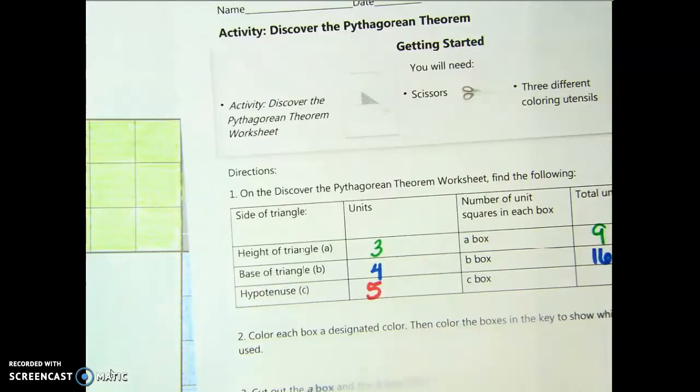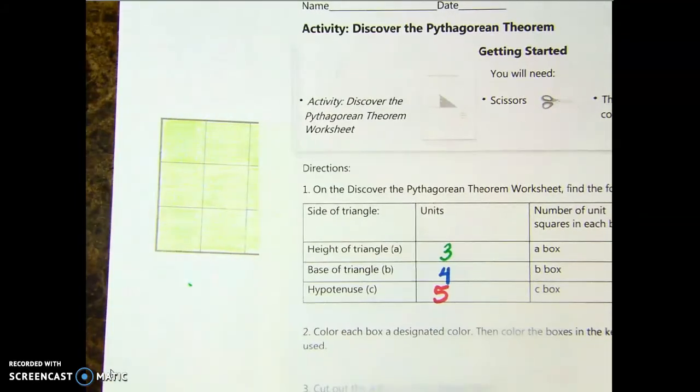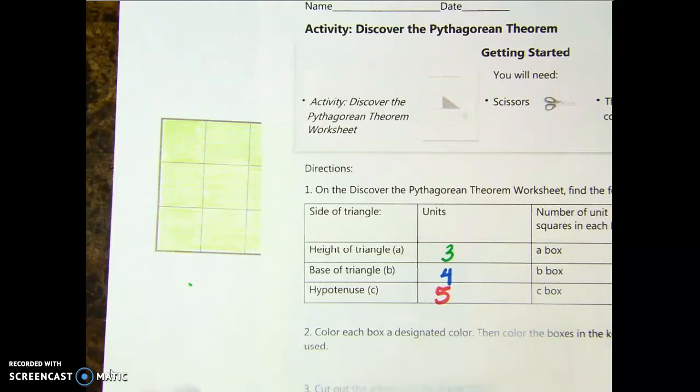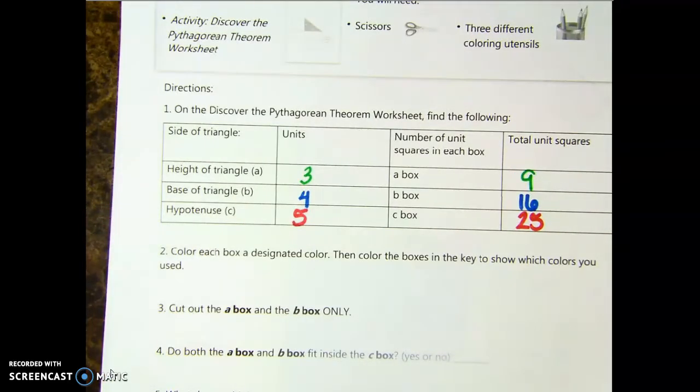You can also do 3 times 3 and get 9, 4 times 4 and get 16, 5 times 5 and get 25. And if you have been noticing, take a notice real quick, that these are perfect squares. 3 times 3 is 9. 4 times 4 is 16. 5 times 5 is 25.